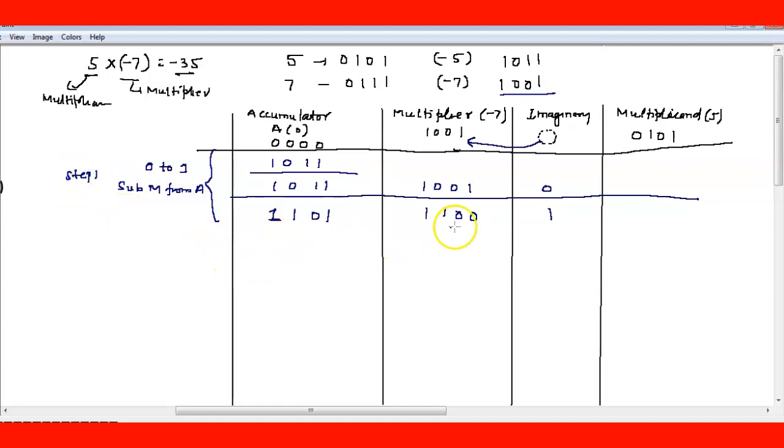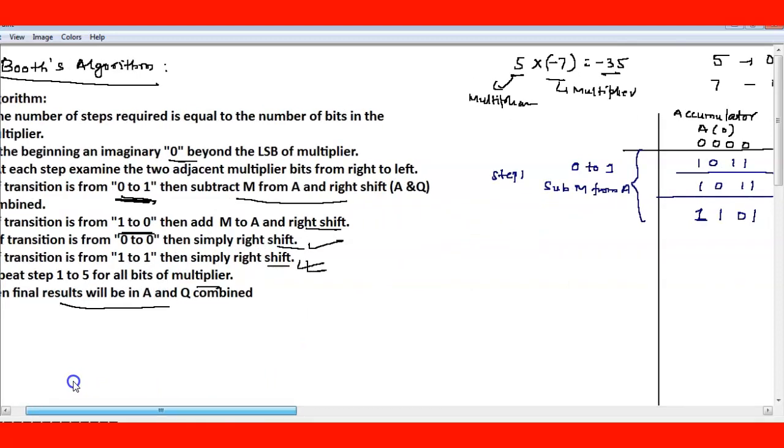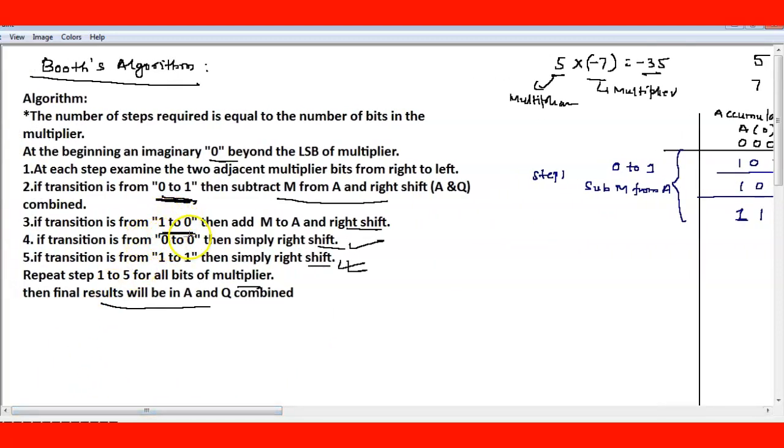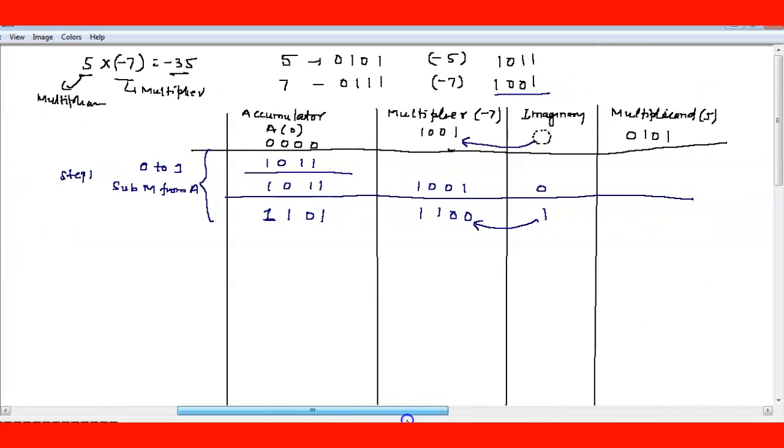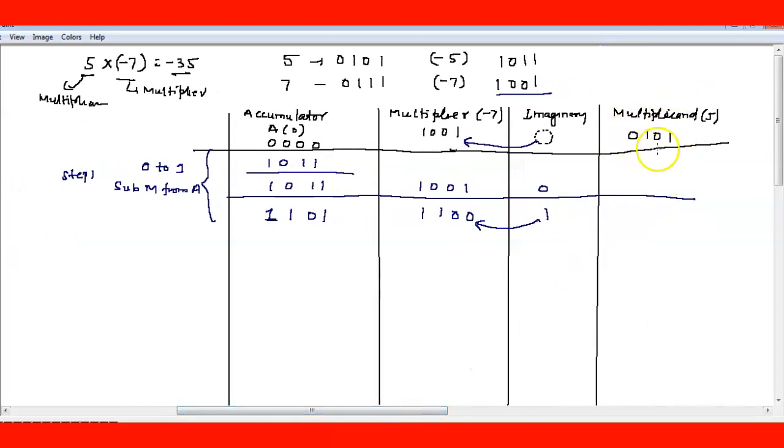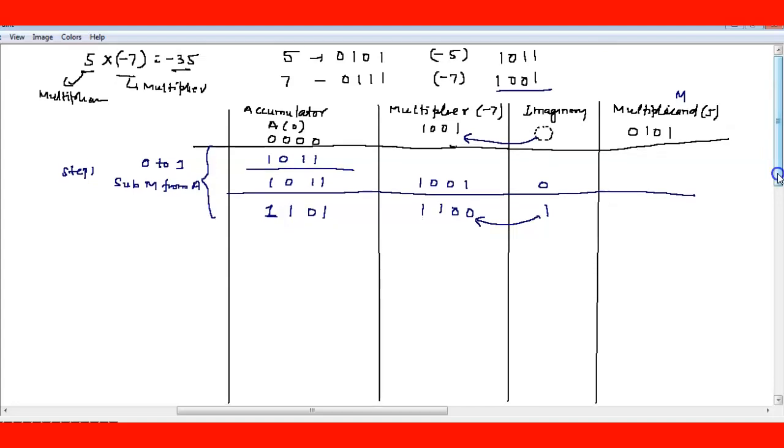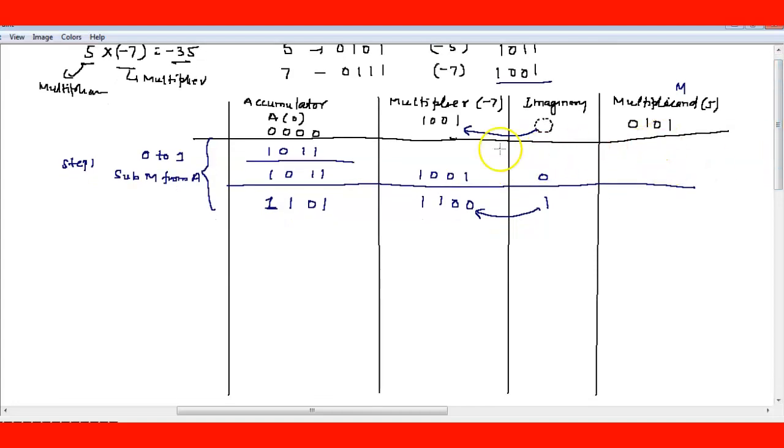Now again you have to check: this is a transition from 1 to 0, so add M to A. M means this value, which is 5. Adding means you just have to add the value of 5. You do not take the second complement. When you are subtracting, then you find and take the second complement. So here you just have to add this 5.